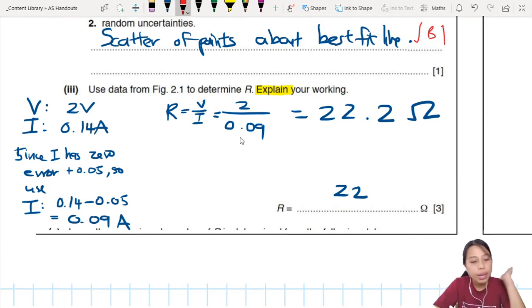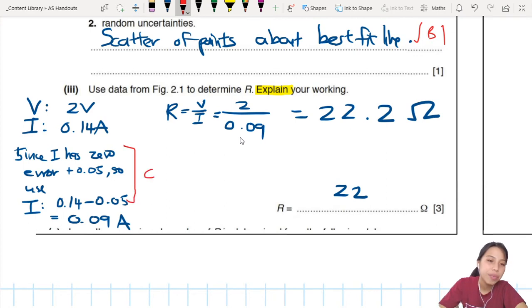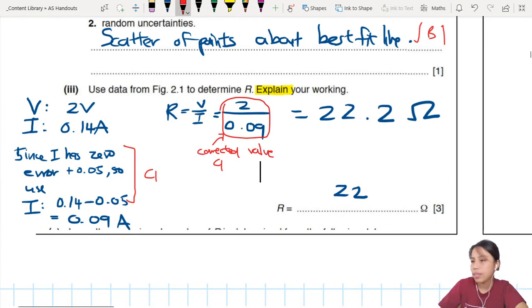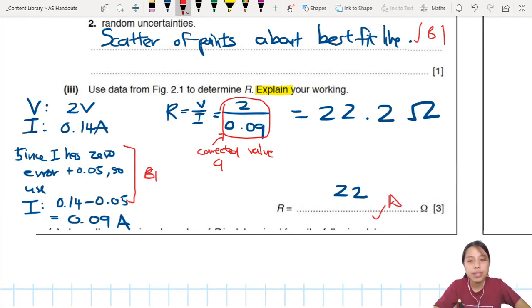That's three marks. Where does this come from? The first one comes from you explaining this zero error, why you minus stuff. The second one comes from you using your values of V and I, which is a corrected value for zero error. This is a second mark. I think it's a C1. Let me double check. Oh, B1, C1, A1. Okay, correction, it's B1. There we go. And the final one is the A1 accuracy mark for this.